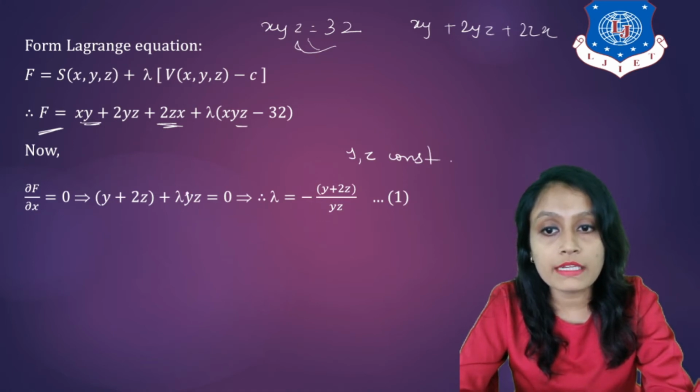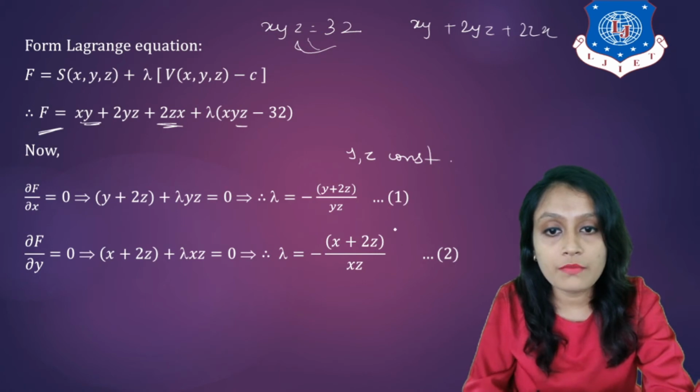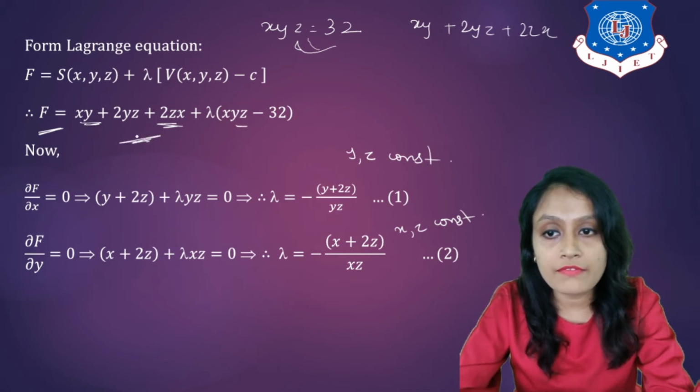Again we have to make lambda the subject. So you will get lambda is equal to minus (y + 2z) upon yz. Give it equation number 1. Next, differentiate f with respect to y. When differentiating with respect to y, x and z will remain constant. So on differentiating f with respect to y, you will get x + 2z + lambda times xz is equal to 0, and making lambda the subject, you will get minus (x + 2z) upon xz.